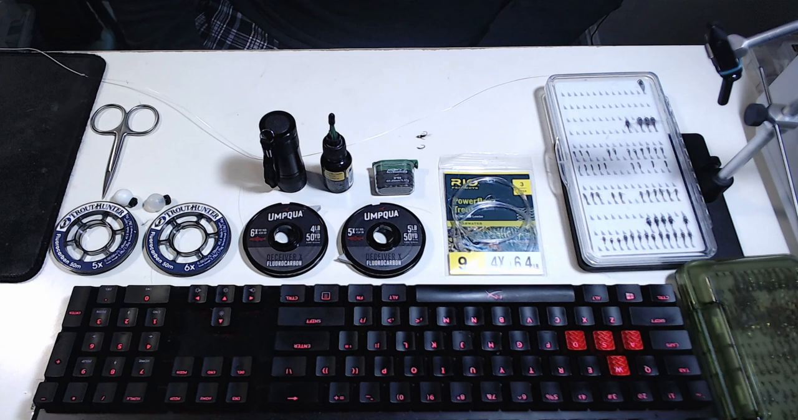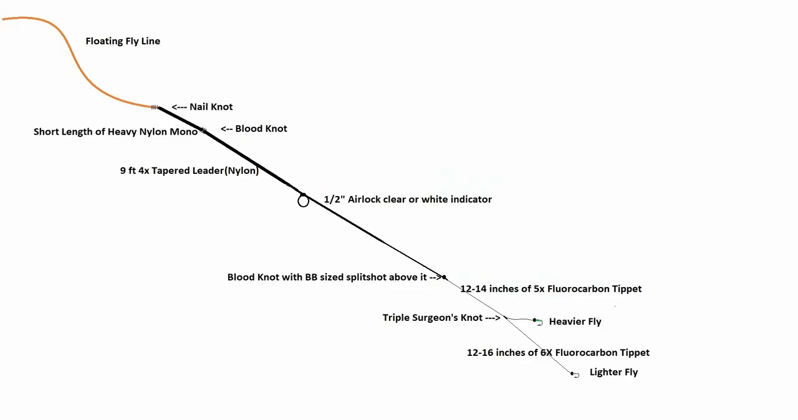The subject of this tutorial is going to be how I build my indicator rig. It's one of the questions I get asked the most in the comments. So I'll go over the components and some of the weird quirks and individual things I do that are maybe a little bit different than how you build your indicator rigs, and I'll go over the theories about how it fishes and some other interesting bits about the rig. So let's get started. Here's an image of my full rig. We'll start from the fly line and work all the way to the point fly.